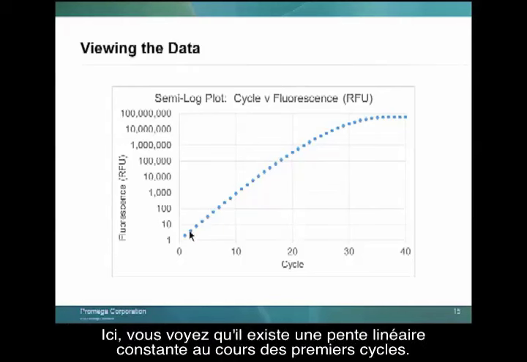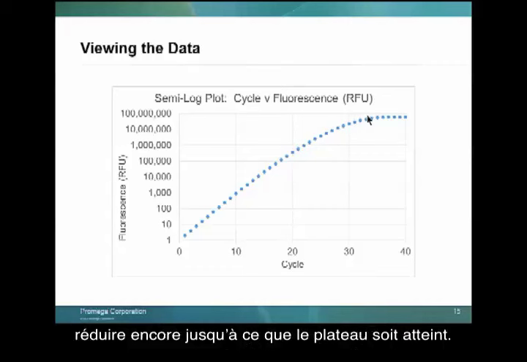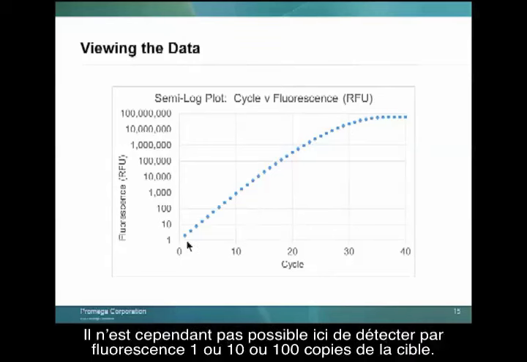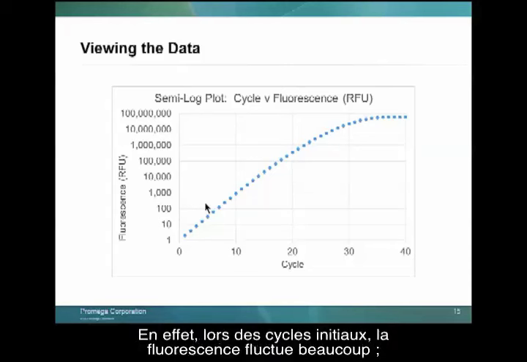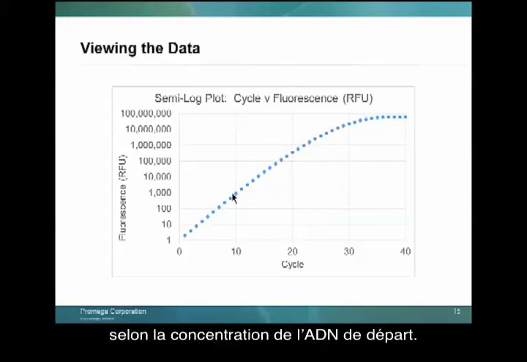So here you can see that there's a nice constant linear slope through quite a few of those early cycles. Then around here we start having a slightly lower slope and eventually even lower and then plateau. Now, this data is mock data, as I mentioned. We actually can't detect fluorescence of one copy or 10 copies or 100 copies of target. So the initial cycles will have fluorescence that bounces around quite a lot, and you can really only detect maybe right starting a little bit before cycle 10 or cycle 15, depending on the concentration of your starting DNA.